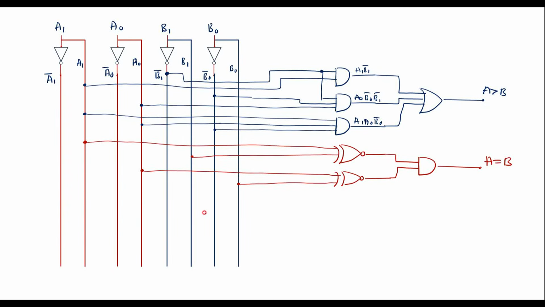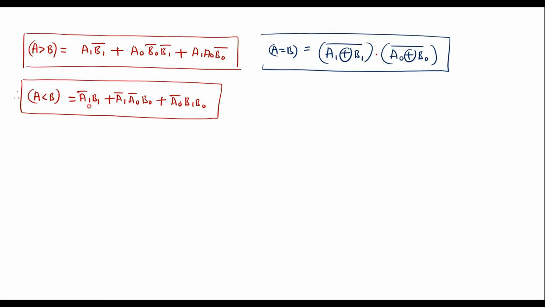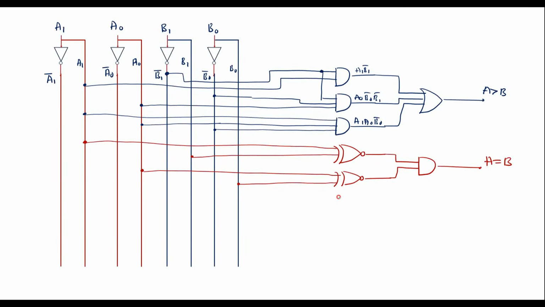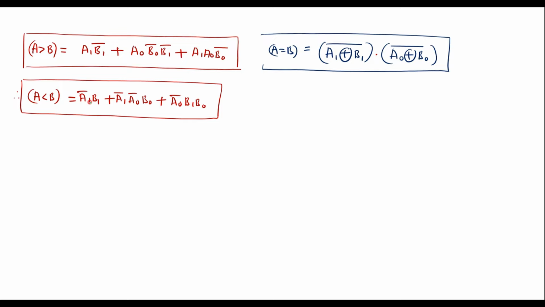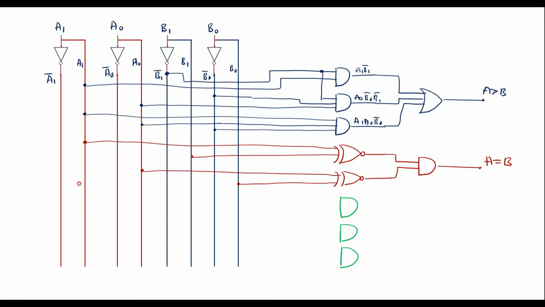Now let me draw the circuit for A less than B. Here again we have three product terms, so we need three AND gates. Let me draw three AND gates. For the first AND gate, the inputs are A1 bar and B1. So this is A1 bar, and this is the B1 line. The output is A1 bar B1.